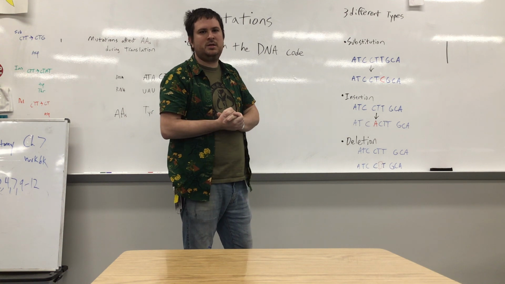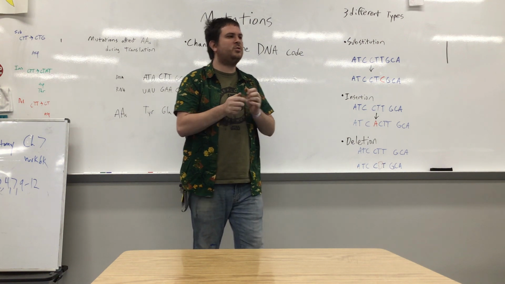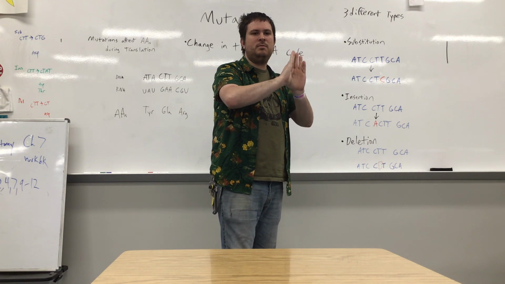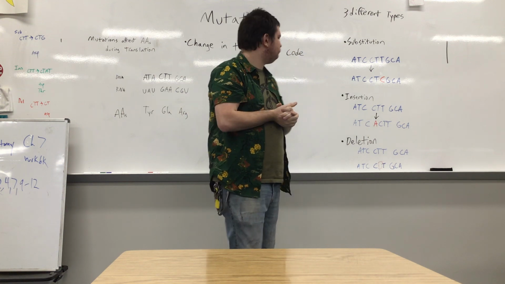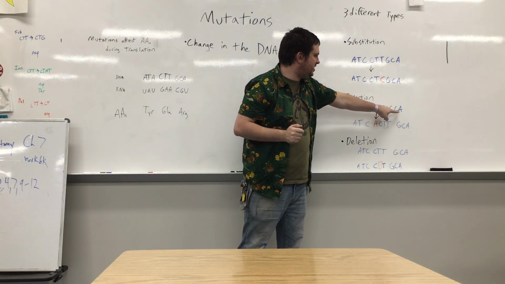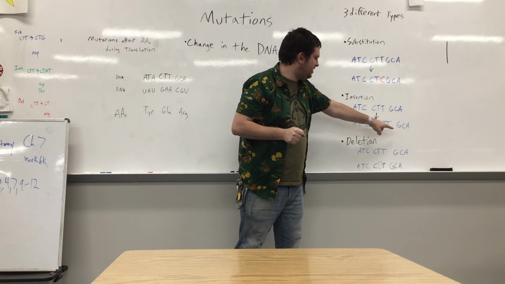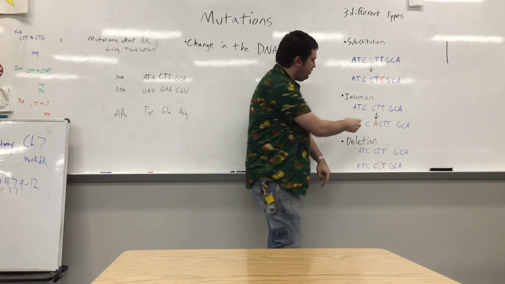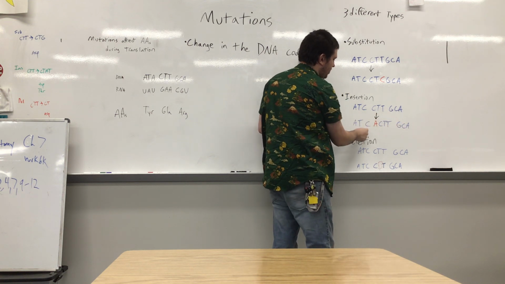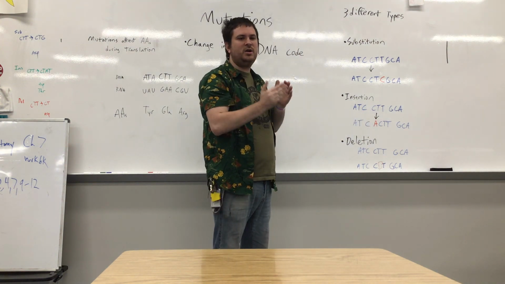Our second type of mutation is called an insertion. And that's where you take a letter and you just put it into the code and move everything down a little bit. So, for this example, we have, again, ATC, CTT, GCA. Now we have ATC, A, CTT, GCA. We have taken a letter and we have put it right here in front of the C. So we have not changed any of the original letters. Those letters are all the same, but we have added an extra one within the code.